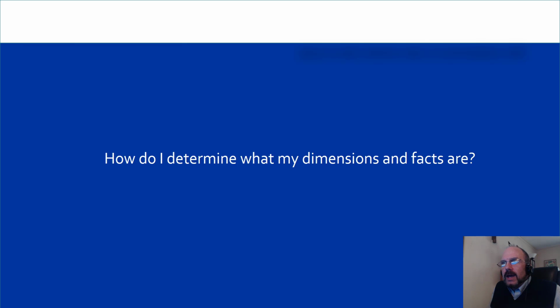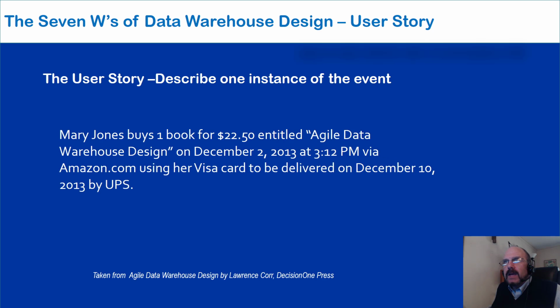So now the big question: how do I determine what my dimensions and facts are? I've alluded to it a bit, but haven't really given you a complete answer. So let's delve into that. This is where the book Agile Data Warehouse Design by Lawrence Corr comes in, and I've got the note at the bottom trying to credit Lawrence's book.